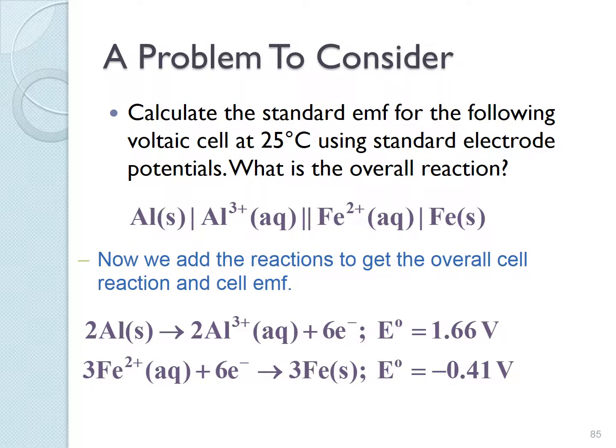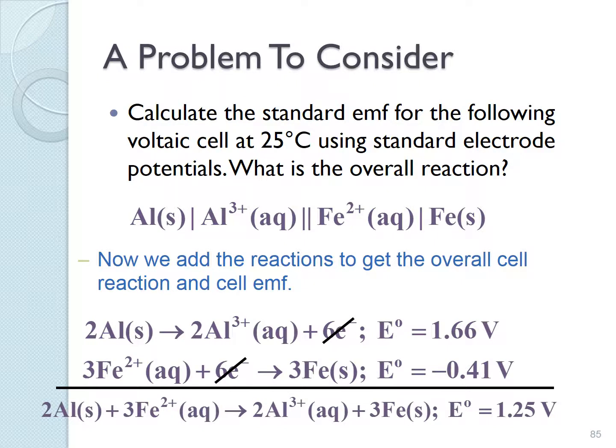When we add the equations together, we get 2Al plus 3Fe2+ gives us 2Al3+ plus 3Fe. And as we said earlier, the potential value is 1.25 volts. So if you measured this, you would get 1.25 volts. Again, you could do it either by switching the reduction potential to the oxidation potential, changing the sign, and adding them together.